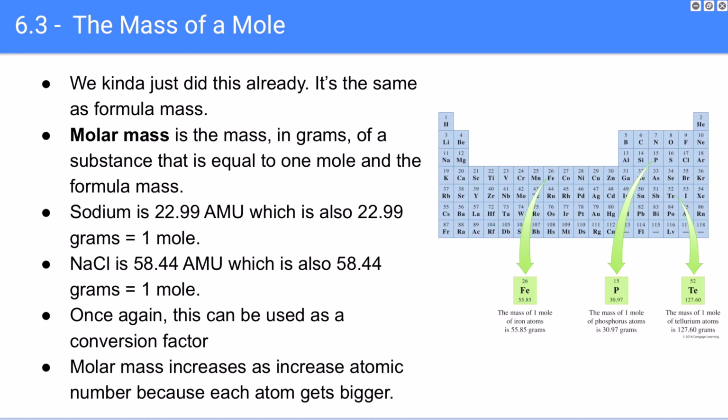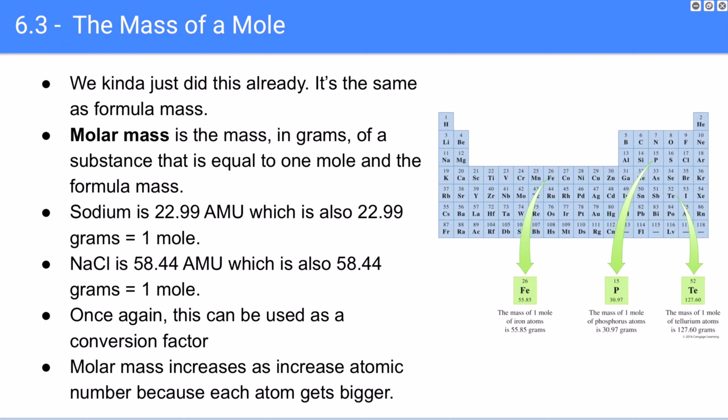So we've already gone through and talked a little bit about formula mass and the calculation of the mass of a mole of something. I told you I wanted you to start using grams per mole as the unit for when we do stuff off of the periodic table. I've used the term molar mass already. I'll just reiterate. It's the mass in grams of a substance that is equal to 1 mole and the formula mass. So each of the elements on the periodic table, the decimalized number there is how many grams there are in 1 mole of something.